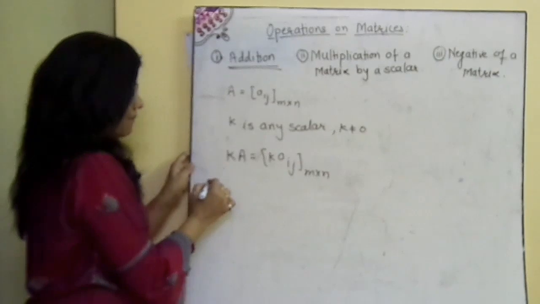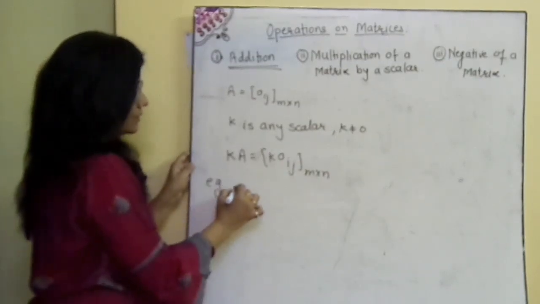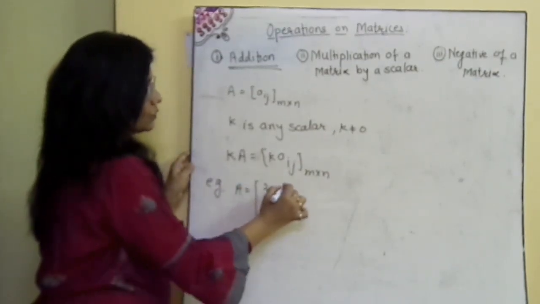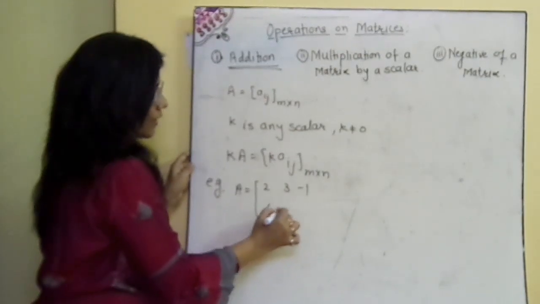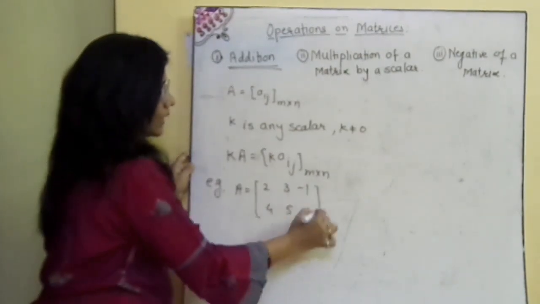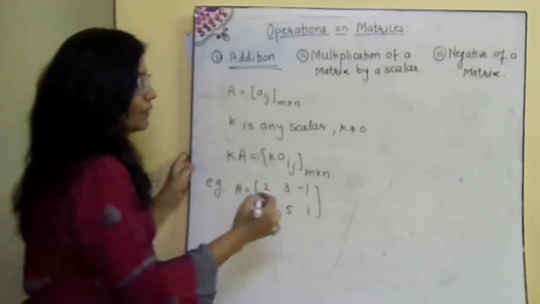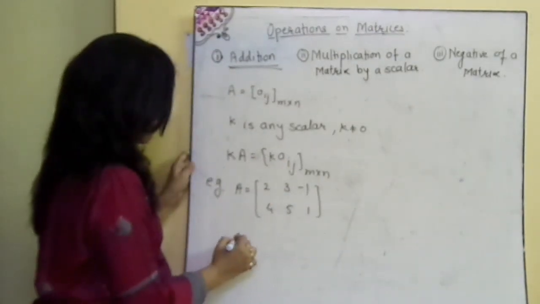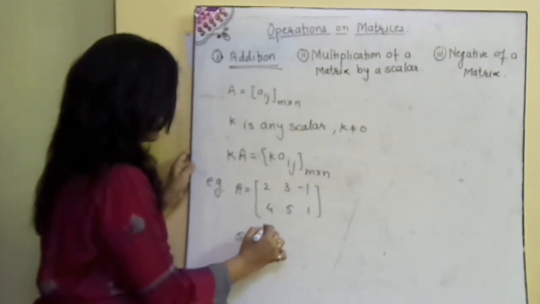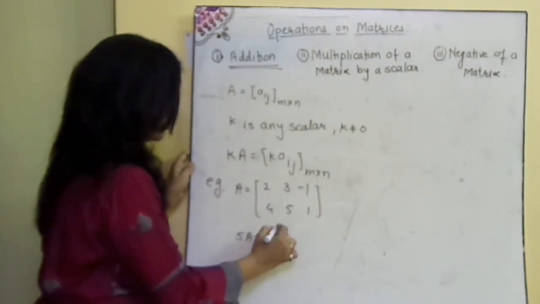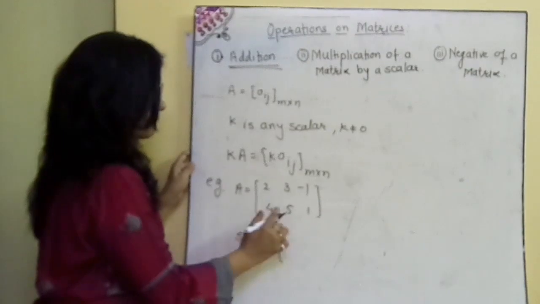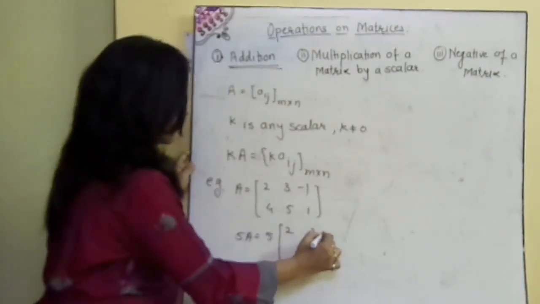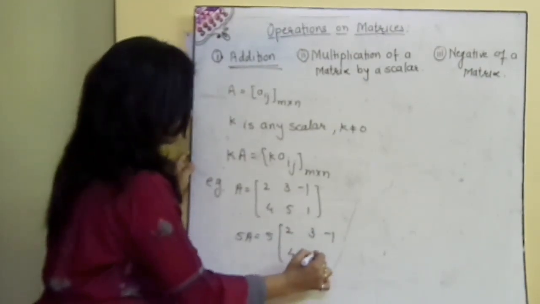For example, suppose A is a matrix 2, 3, minus 1, 4, 5, 1. This is a matrix, and we have to find 5A. So what do we have to do? We have to find 5 into A. A is the matrix 2, 3, minus 1, 4, 5, 1.